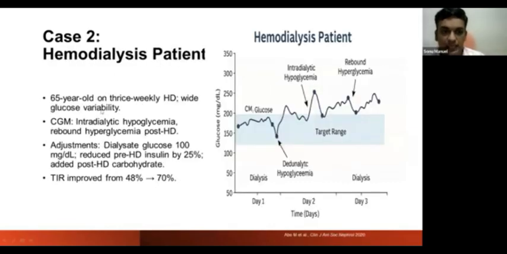Now the second case is of a hemodialysis patient, thrice weekly HD, with wide glucose variability. CGM initially shows intradialytic hypoglycemia and rebound hyperglycemia post-HD. Dialysate glucose of 100 mg per deciliter was added, pre-HD insulin was reduced by 25%, and a post-HD snack was added. TIR again improved from 40 to 70%.